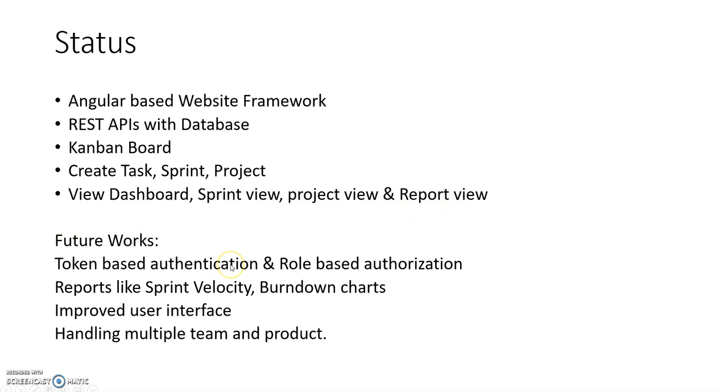So, future work. There are a lot of items that can be done in the future. Currently, user management is not that great, and we need to add more security to the project, like token-based authentication and role-based authorization, which need to be done yet. And there are sprint reports like sprint velocity calculations, burn down charts, and other data that can be presented in a very useful manner to the customer.